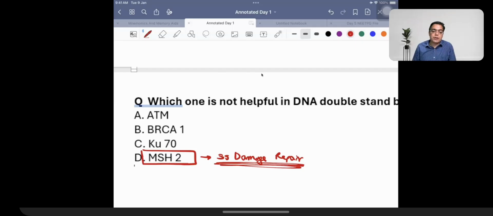Single stranded DNA damage repair genes: MSH, MLH. These all are other examples of double stranded DNA repair genes, double stranded damage repair. So ATM is going to be associated with ataxia telangiectasia. BRCA is associated with breast cancer. That's what you need to remember over here.